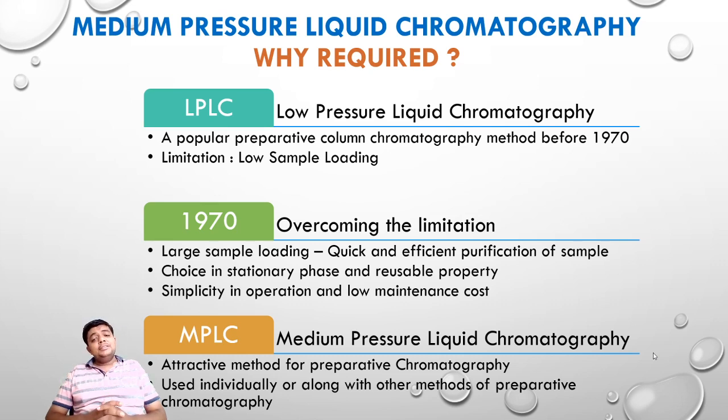Choice in stationary phase and the reusable property of this stationary phase came into existence, and the operation became simpler and the cost of maintenance decreased. These were some of the factors that helped overcome the limitations of LPLC, and today we have MPLC. Nevertheless, scientists today have HPLC and UPLC as some of the most modern chromatography techniques. But when it comes to preparative column chromatography, MPLC and HPLC go parallel, hand in hand.